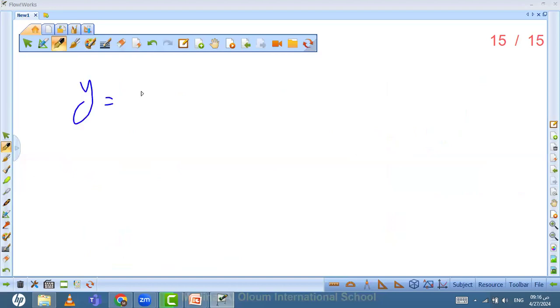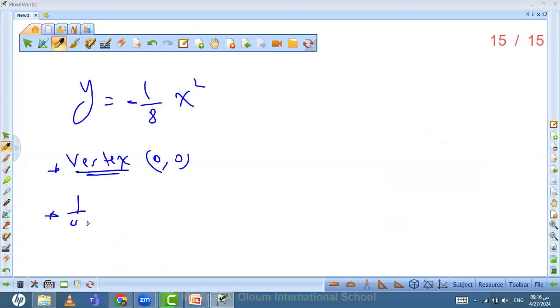y equal negative 1 over 8 x squared. My vertex is what? 0, 0. I need P. How would you get P? 1 over 4p equal negative 1 over 8. By using shift solve, your P is negative 2. What is P? Yes, from vertex to focus.